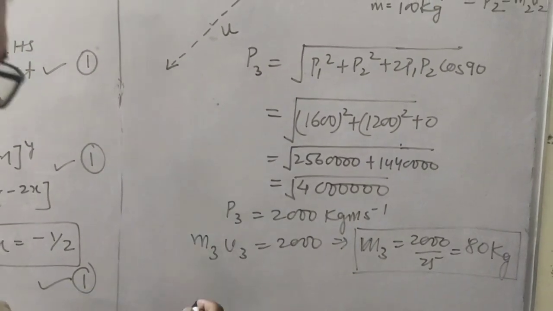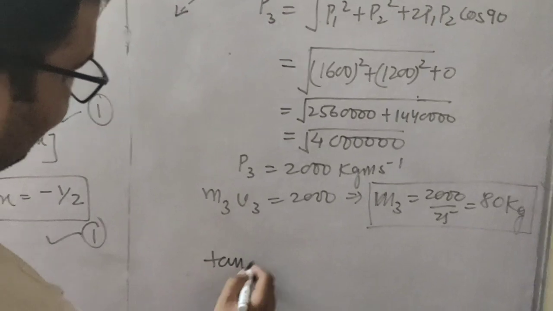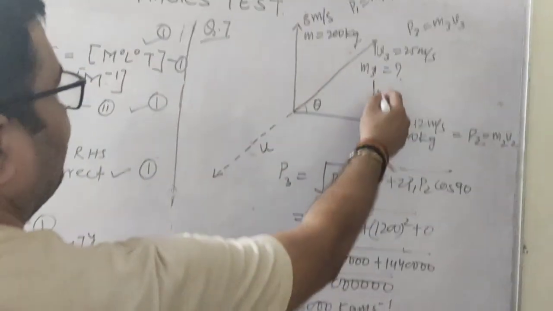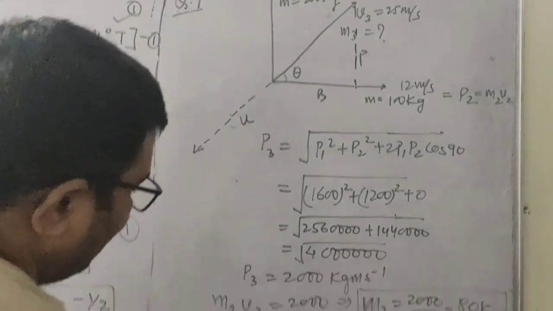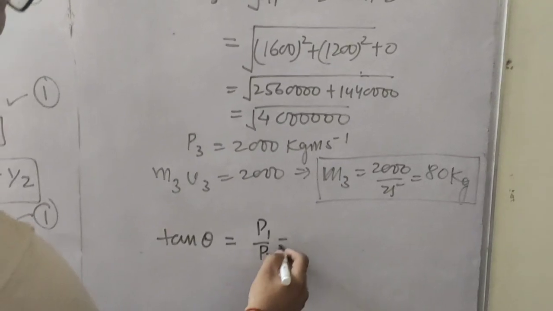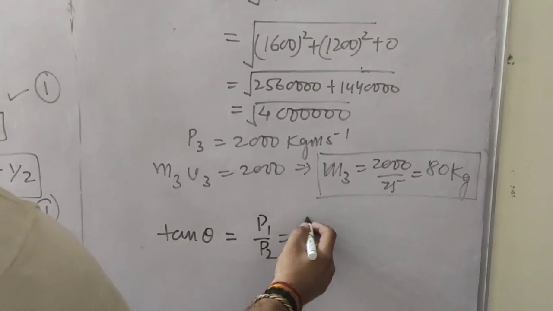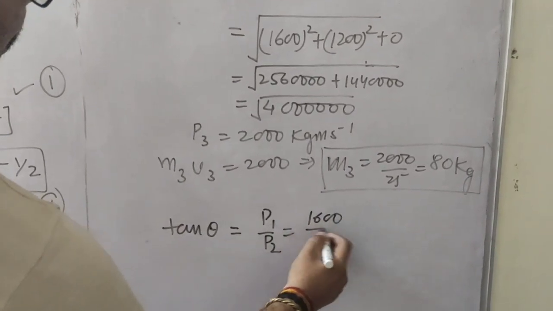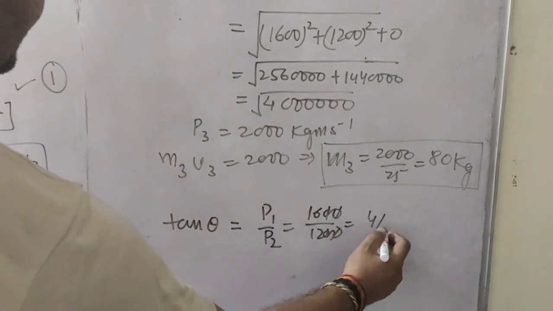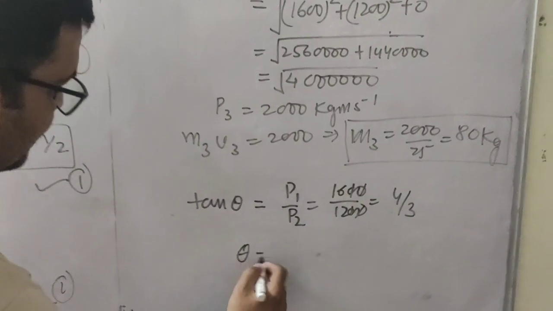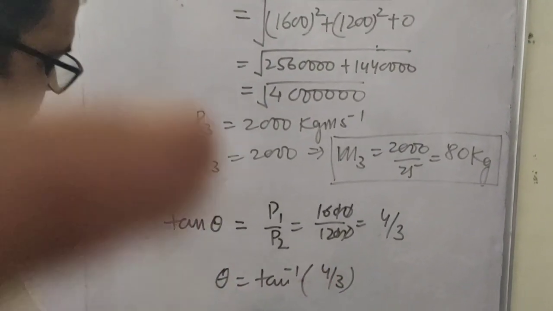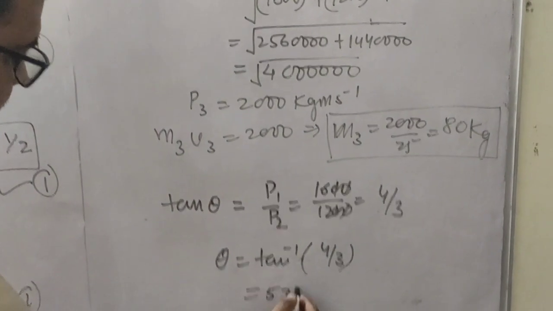And now you have to find the angle. So for the angle, tan theta is perpendicular upon base, tan theta is equal to P1 upon P2, that is 1600 upon 1200, that is 4 by 3. So theta is tan inverse 4 by 3, which is around 53 degree.